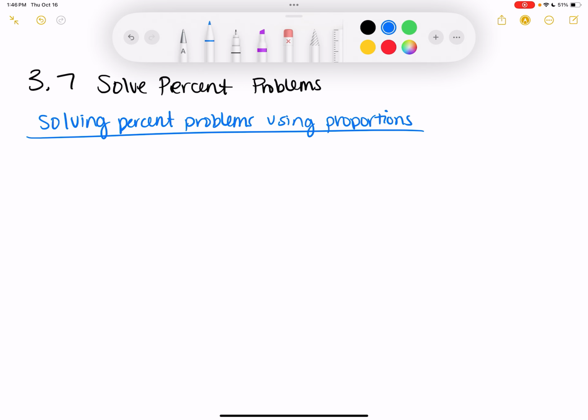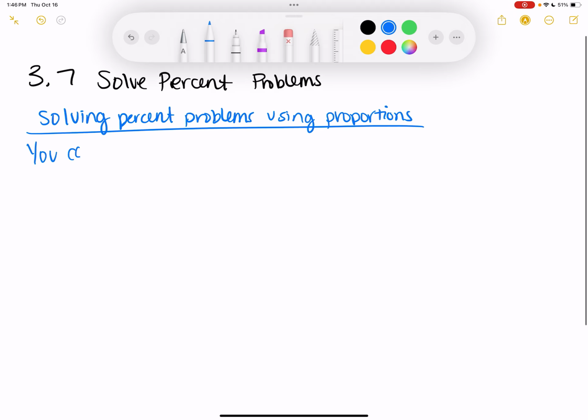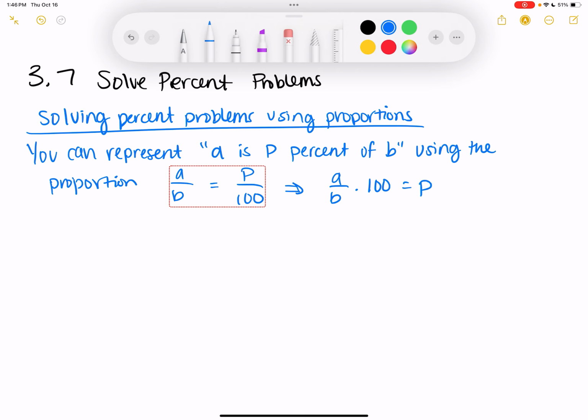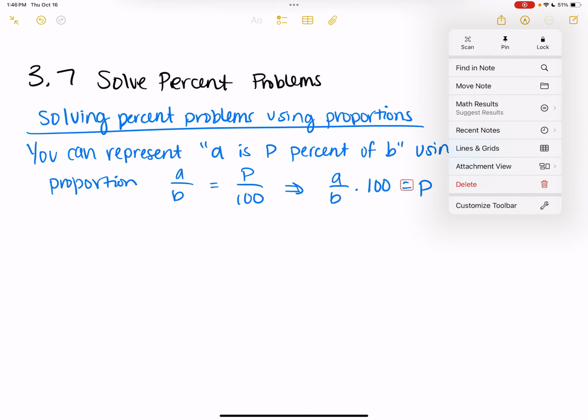You can represent A is P% of B using the proportion A over B is equal to P over 100, or A over B times 100 is equal to P, which is how you find your grade on a test or a quiz in my class.